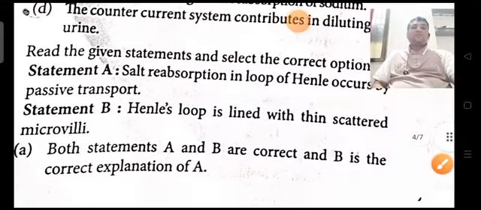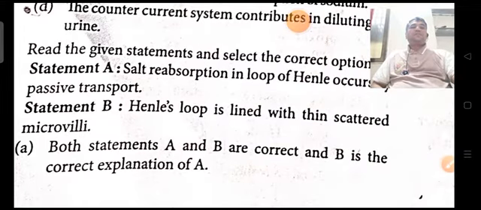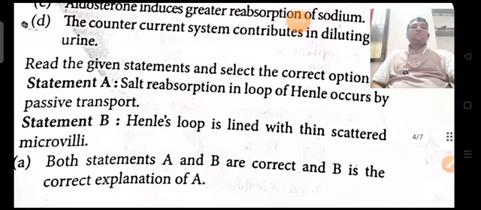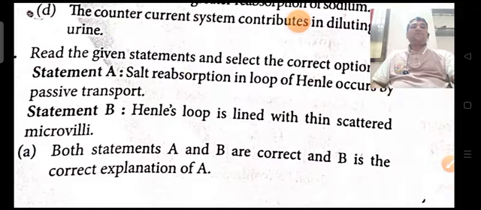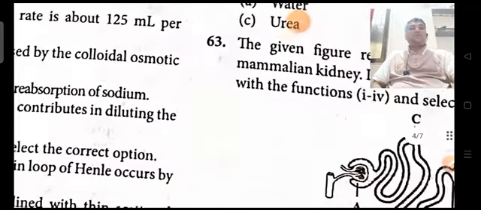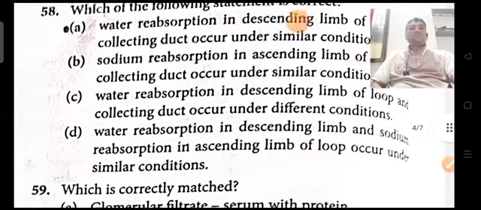concentration. Next, read the given statement and select the correct option. Statement A: Salt reabsorption occurs by passive transport. Statement B: Henle's loop is lined with the scattered cells. So here both statements A and B are correct. Either A is the correct explanation for B, or A is correct and B is correct, but B is not the correct explanation for A. So in assertion and reason questions or statement questions, you need to take the upper one into consideration and then find out the answer. Just try to find out the answer for this question.